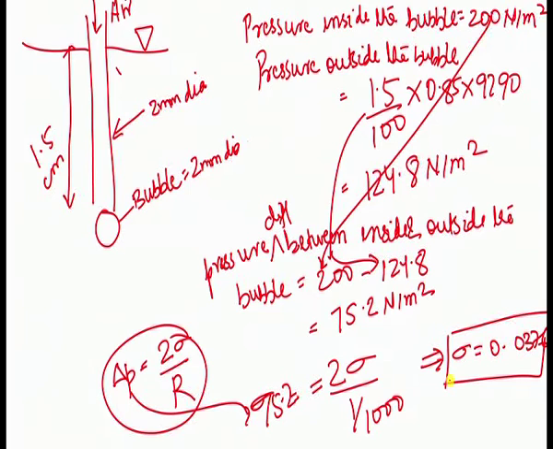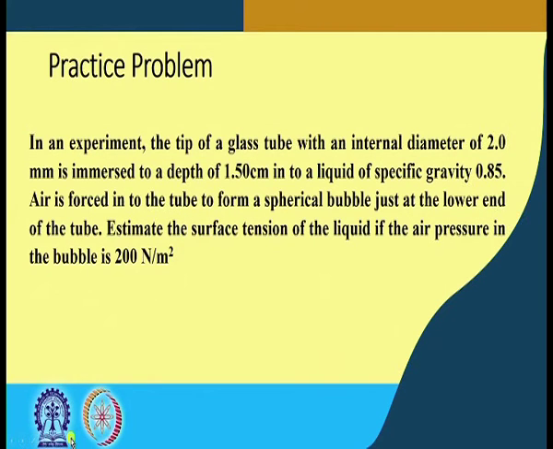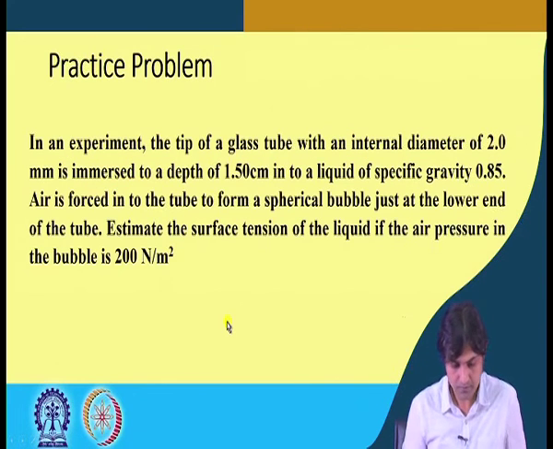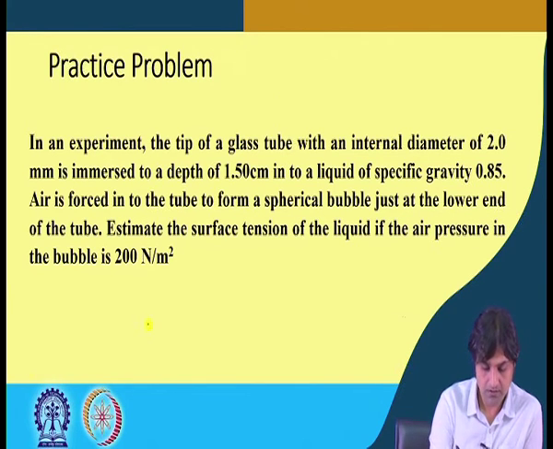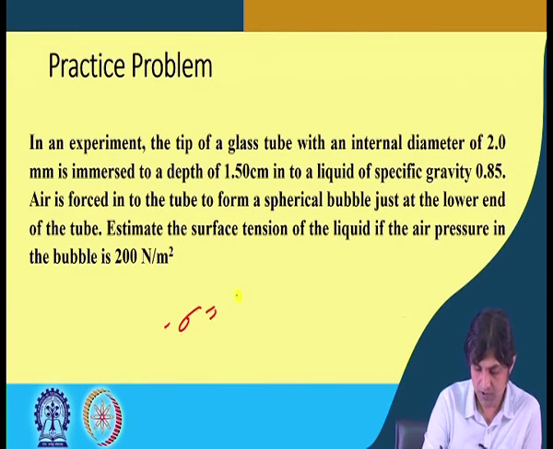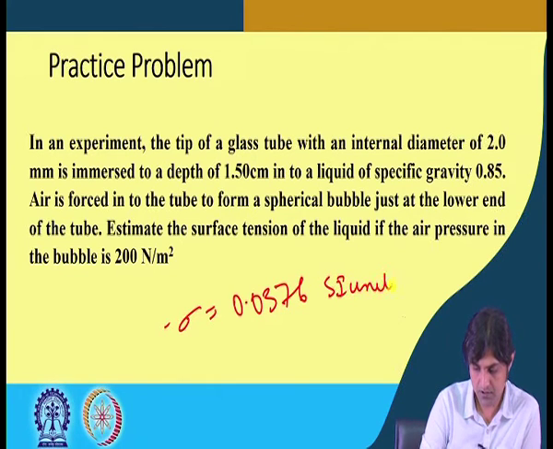So this is one of the examples of the surface tension forces. We can now see that in this we found out, we'll select the pen, and then this sigma here came out to be 0.0376 SI units, okay.